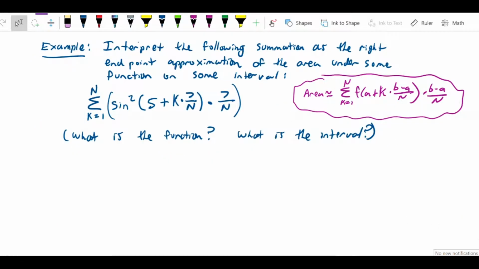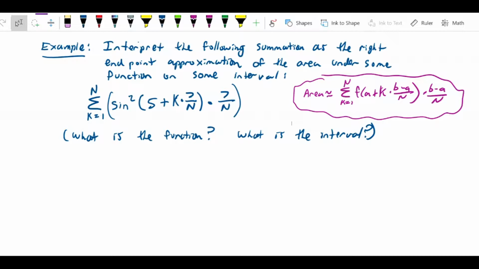I'm a big believer in the idea that you don't really understand how to do a problem until you can solve it in reverse. So instead of just being given a function and an interval and plugging it into the formula, let's see if we can take a summation and interpret it as the right endpoint approximation of the area under a particular function. The real question is to find the function and the interval.